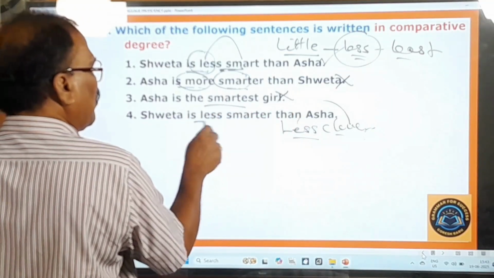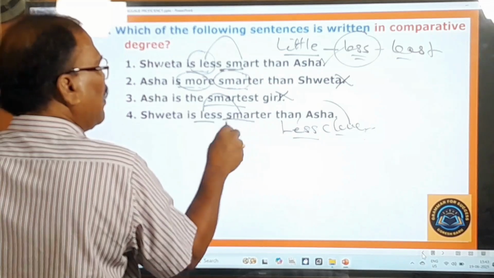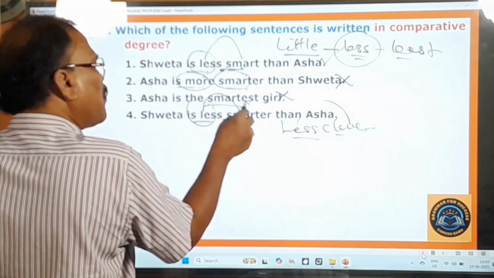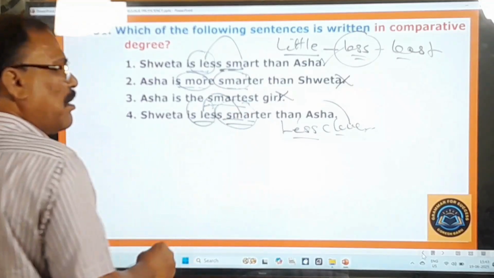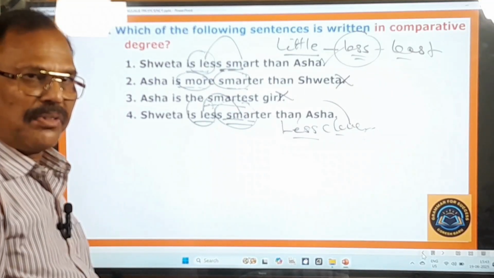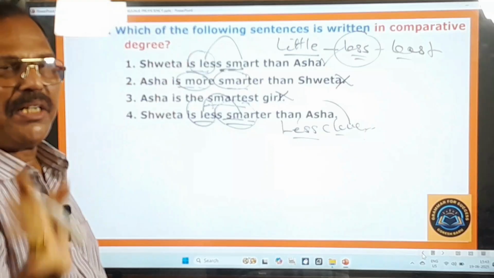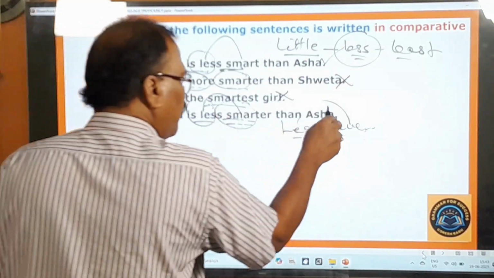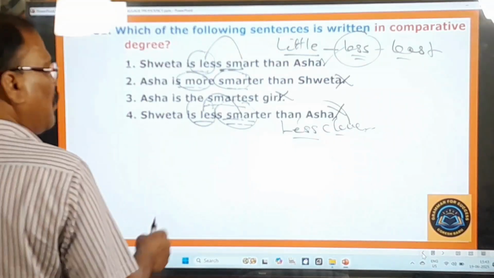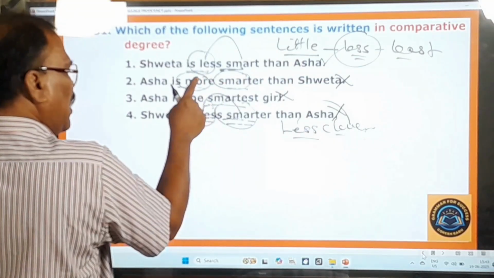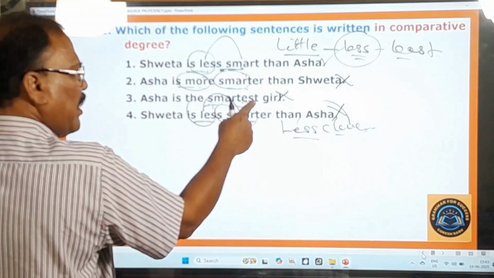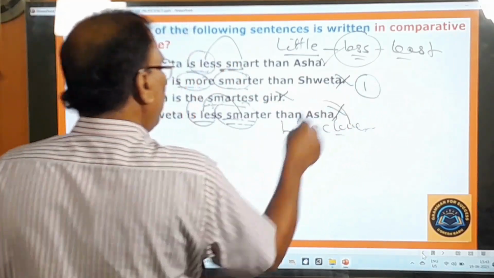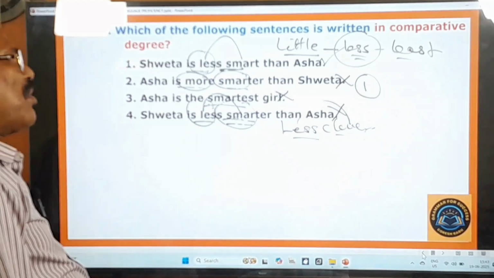And Sweta is less smarter. See, after less, again you should not use any comparative adjective. Then that becomes less is a comparative, smarter is a comparative, and this comes under the rule of double comparative. Double comparatives and double superlatives should be avoided. There is a rule. So it becomes double comparative, and therefore this is ungrammatical. So this is ungrammatical, this is not required here, and this is the only right one. So your answer is the first one. Sweta is less smart than Asha.